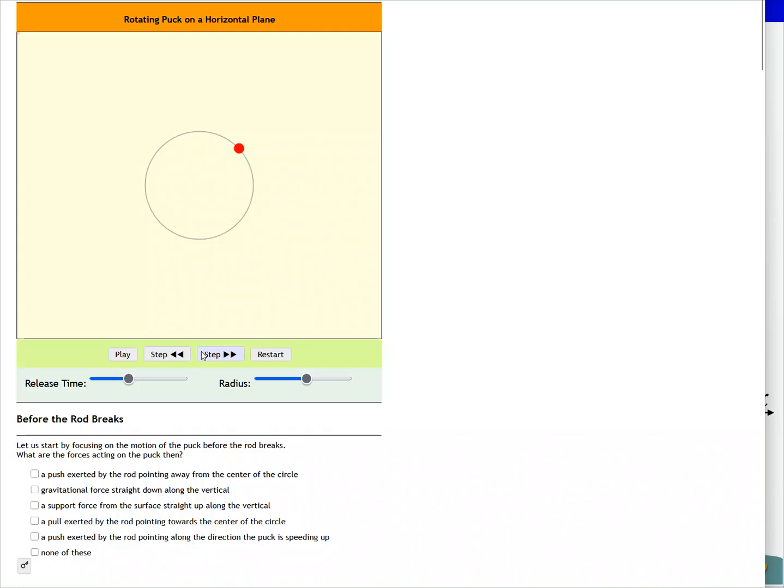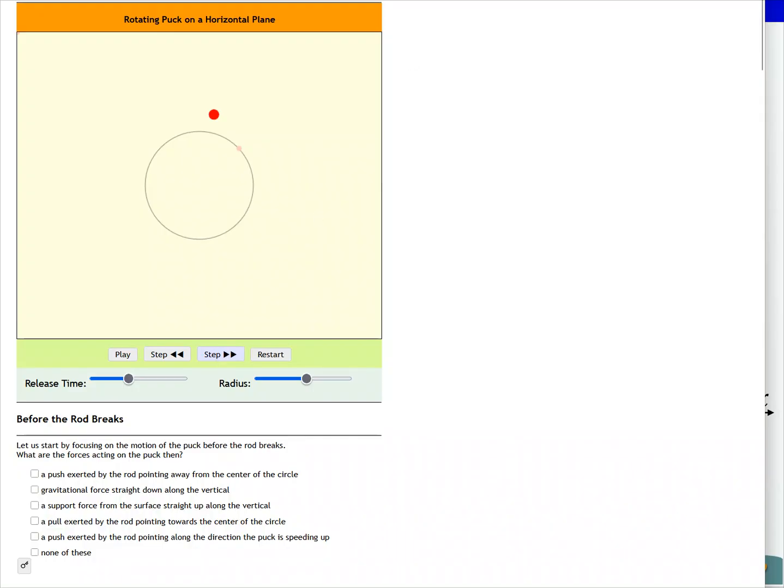The questions below will be asked about the motion of the puck while it was still connected to the rod. Okay, that's when it was still this way. And then its motion after the rod breaks.